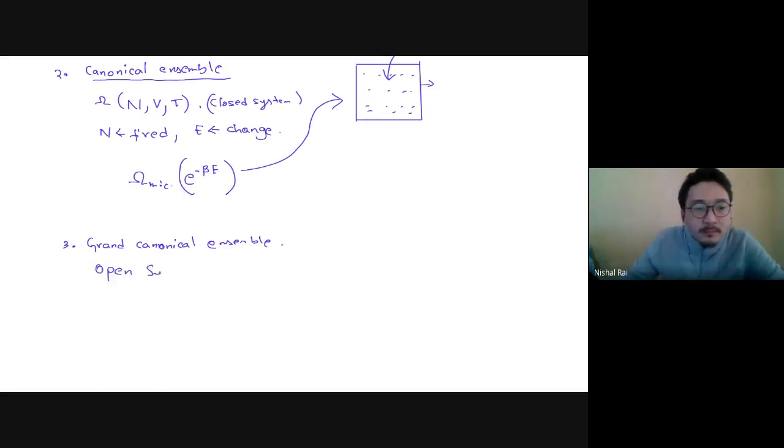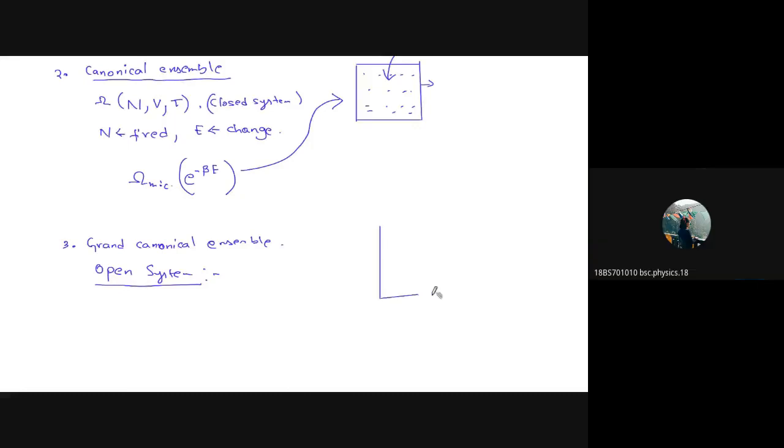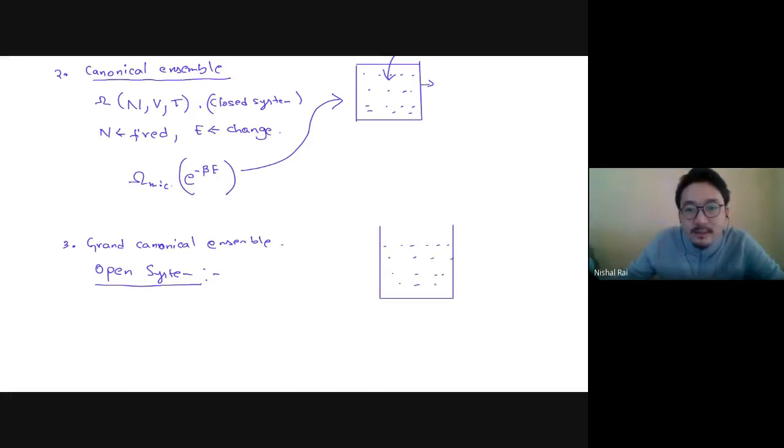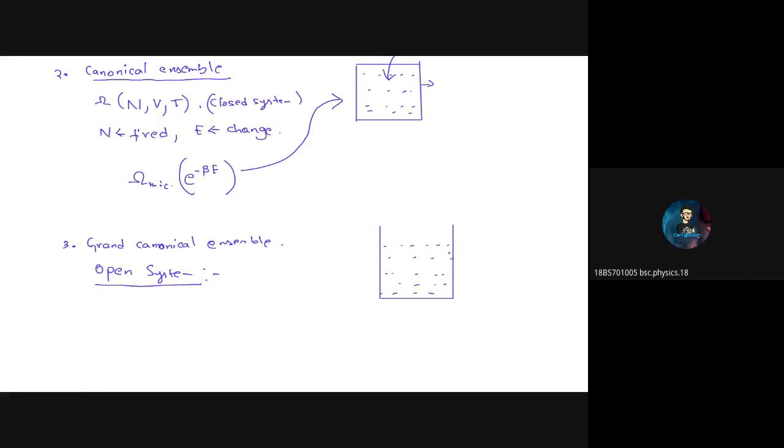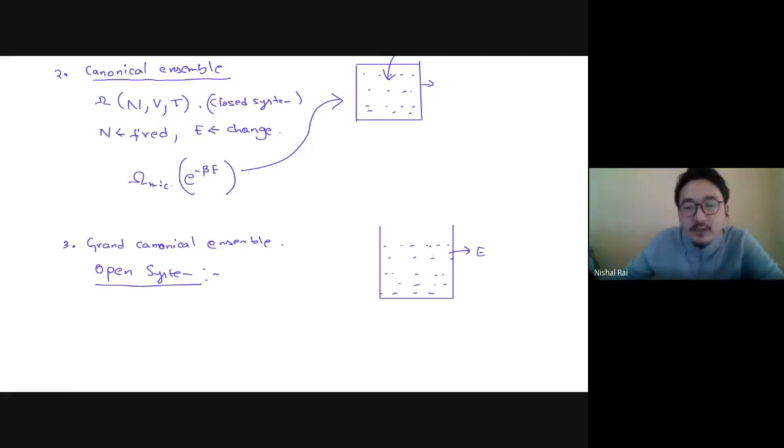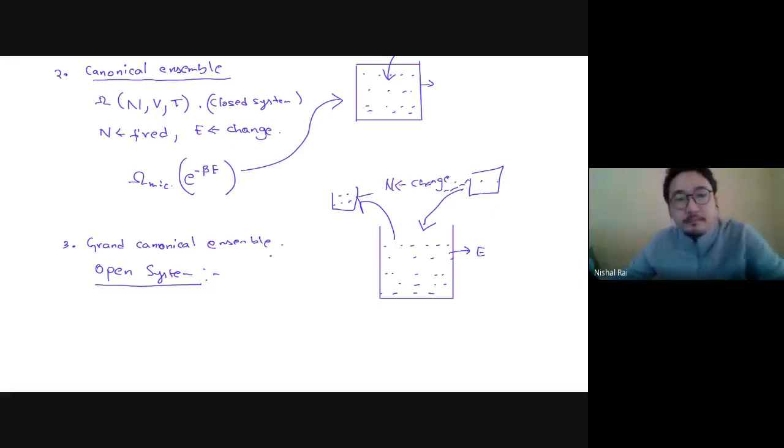What does an open system mean? I think you all have done this in thermodynamics itself. Open system is basically where the number of particles can also exchange. You can see the wall is not being made isolated. So the energy can be exchanged, and in addition to that, you can add particles or take them out. Can you see? Because it's open. Just think of this as a mug, and you can pour water over here, and also take the water out from over here. Clear? So apart from energy, what can exchange? The number of particles can change. Clear?